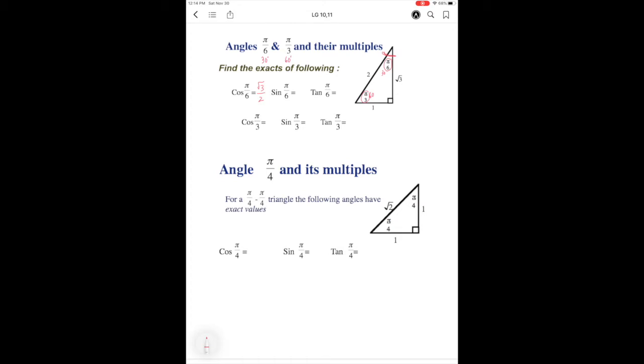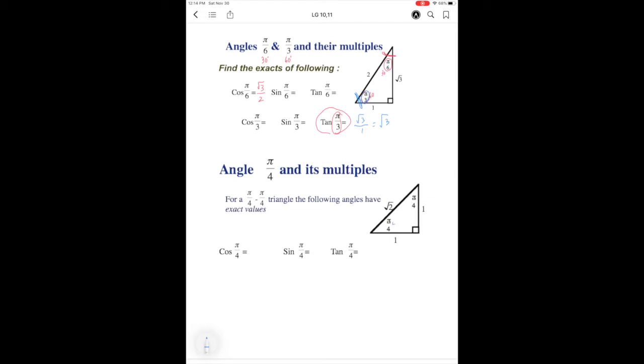Let's jump down here and do a tan of pi over 3. Now we're shifting our feet, going over here to pi over 3. And remember, tan is the opposite, which is root 3, over the adjacent, which is 1. And we can simplify that as root 3.